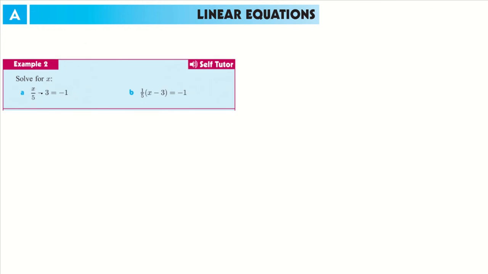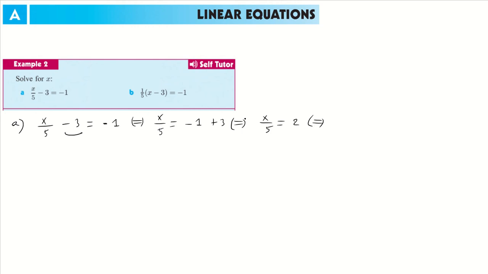x over 5 minus 3 is equal to negative 1. Let's solve A. So I have to get rid of the minus 3 here. I can get rid of the minus 3 by moving it to the right-hand side. It's a minus 3 on the left-hand side, so on the right-hand side it becomes a plus 3. So x over 5 is equal to 2.